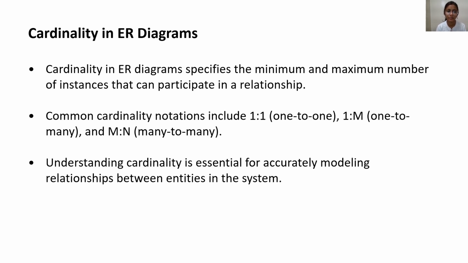Cardinality in ER diagram. Cardinality in ER diagram specifies the minimum and maximum number of instances that can participate in a relation. Common cardinality notations include 1:1, that is 1 to 1, 1 to many, and many to many. Understanding cardinality is essential for accurately modeling relationship between entities in the system.